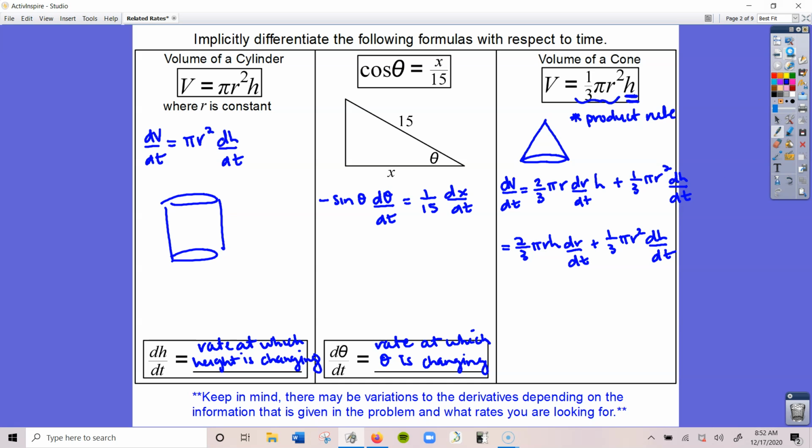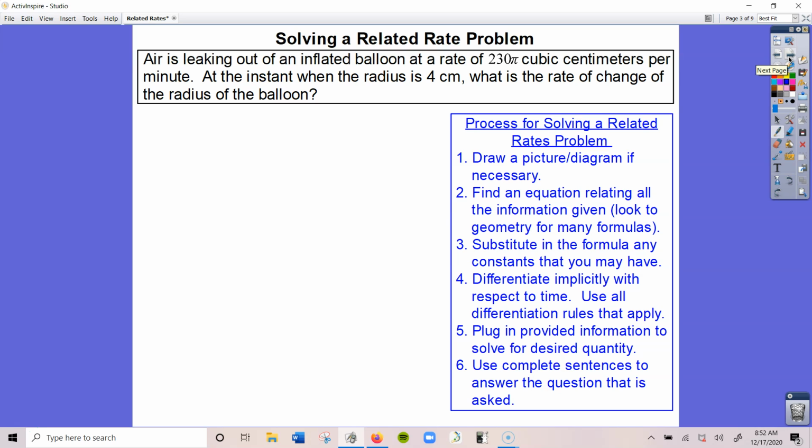Okay? Now let's look at how we would actually solve a related rates problem and what we do with these equations. So I put a general process that we can use for solving a related rates problem, and I'll walk you through that in a moment. So the first step is typically, if you're a visual person, you can draw a picture or a diagram to represent your situation if you feel like you need that visual. You don't always need it, but just in case you wanted to.